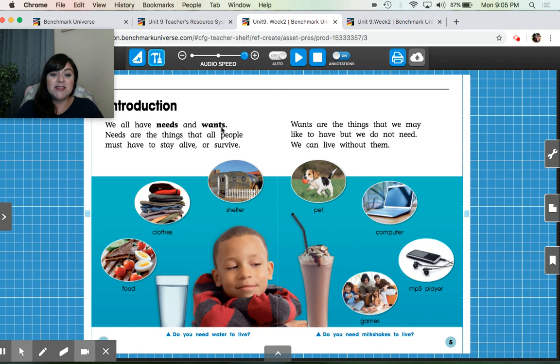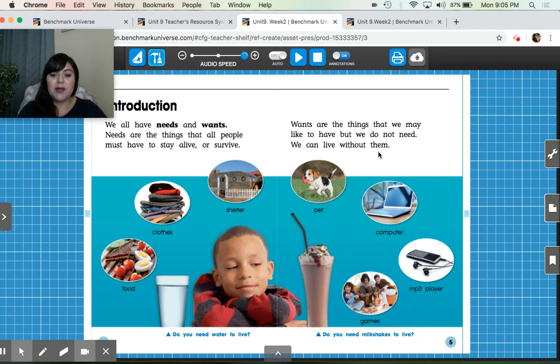We all have needs and wants. Needs are the things that all people must have to stay alive or survive. Wants are the things that we may like to have, but we do not need. We can live without them.